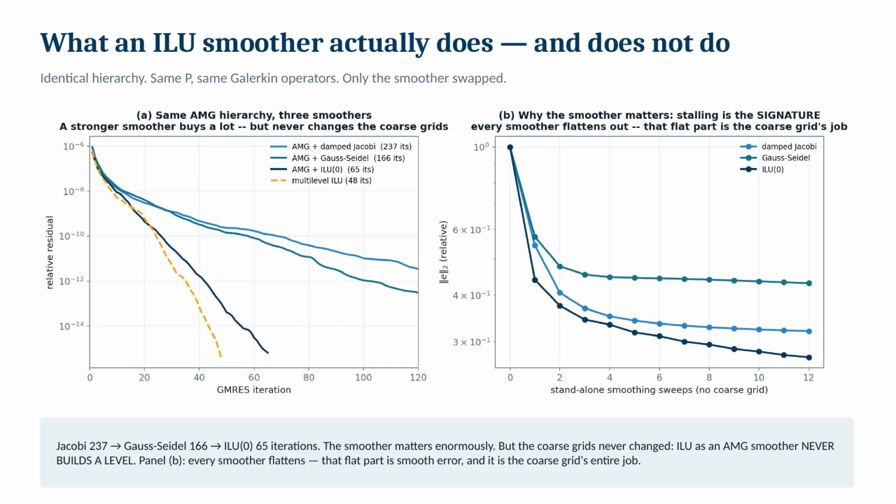But notice what did not happen. The coarse grids never changed. ILU as an AMG smoother never builds a level. It damps error on a level that was constructed by aggregation.